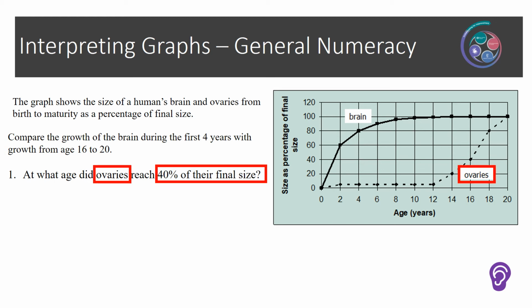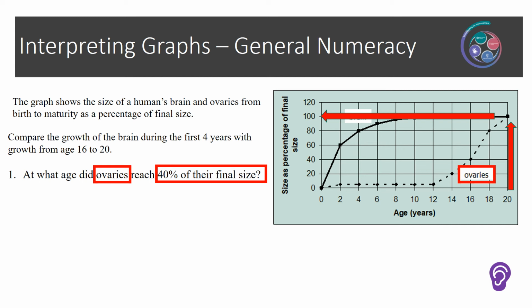The next thing I would recommend doing is either highlighting or making sure you are looking at the correct trend in the graph. This graph is showing the age in years from 0 to 20 along the x-axis and the size as percentage of final size from 0 to 120 along the y-axis. We then have a solid black line showing the development of the brain, and we have a dotted line showing the development of the ovaries. We need to ensure that we are only looking at the dotted line for the trend of development of ovaries, as this is what the question is asking us.